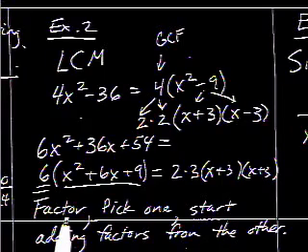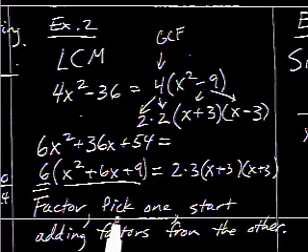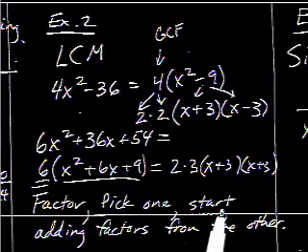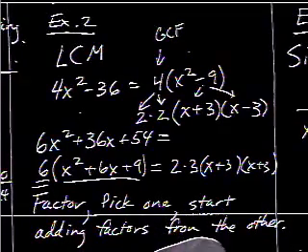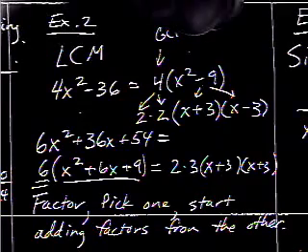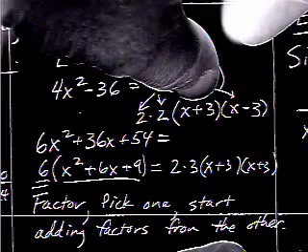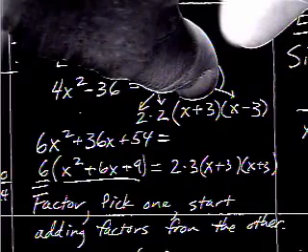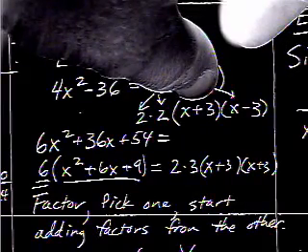First of all, we need to factor. Yes, we've done that. Now we need to pick one and start adding factors from the other. So here's our least common multiple. We're going to pick one. So we're going to start with the first one, 2 times 2 times x plus 3 times x minus 3.